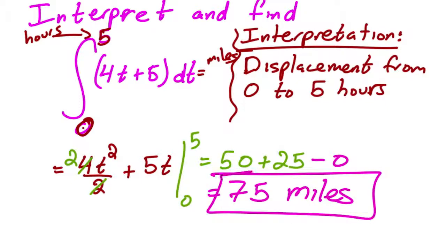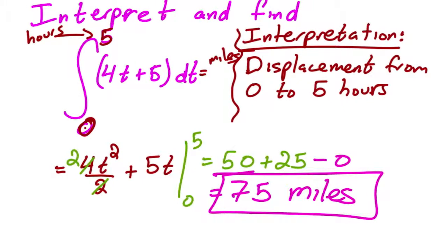It's really important, the units in this case. So this just means that the car in the 5 hours drove 75 miles.